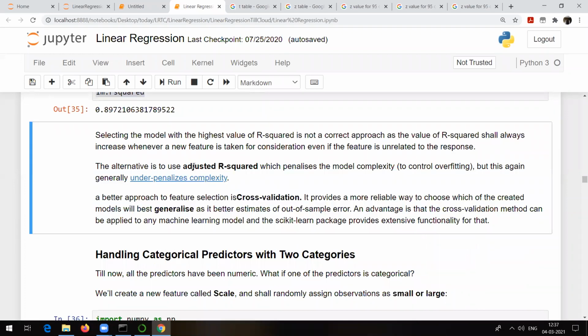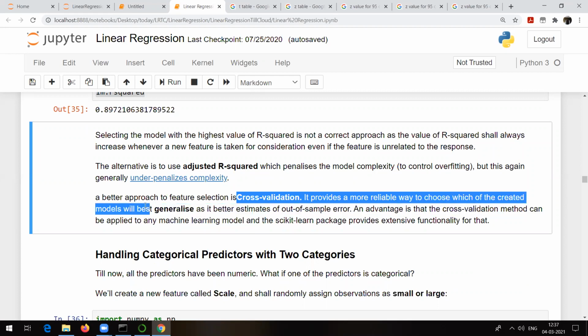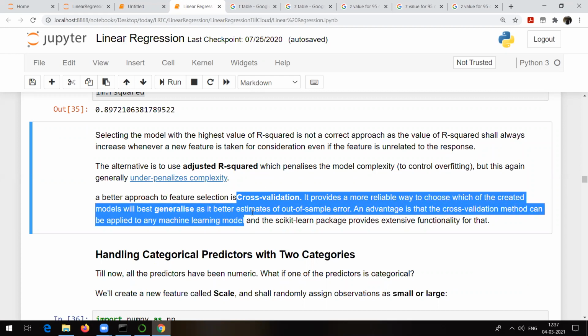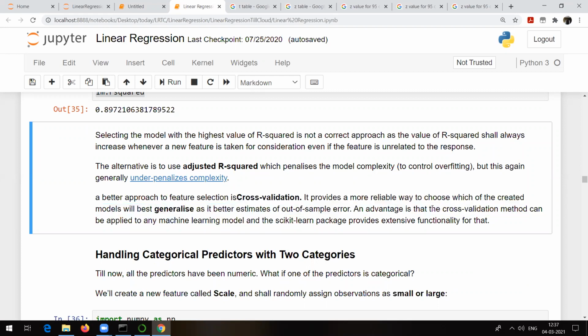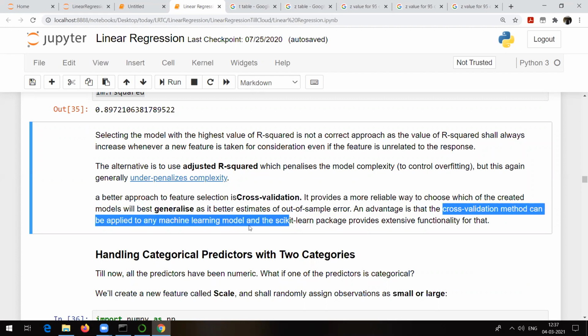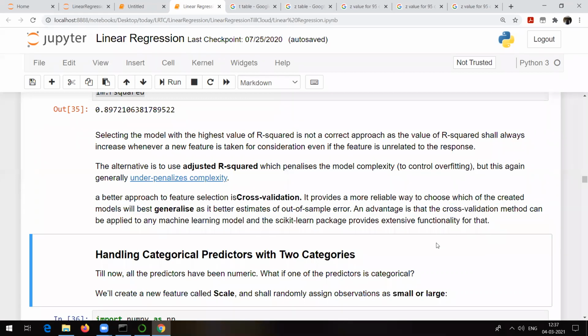And that's why we use something called adjusted R squared, right? And as compared to this one, the better approach is something called cross validation, which is mentioned in the syllabus. Cross validation provides a more reliable way to choose which of the created models will best generalize, as it better estimates out of sample data. We will see one example for that. An advantage is that the cross validation method can be applied to any machine learning model, and the scikit-learn package provides extensive functionality for that. Cross validation we haven't yet talked about. We will be talking about that.